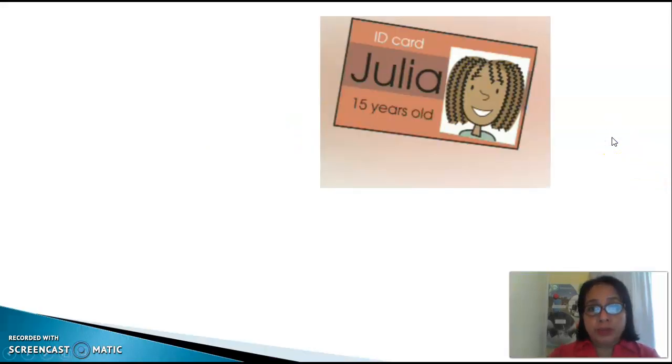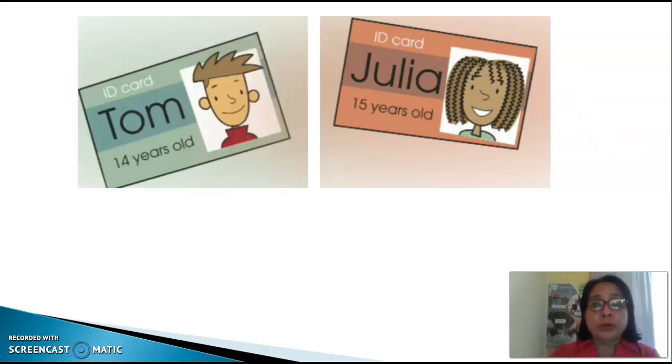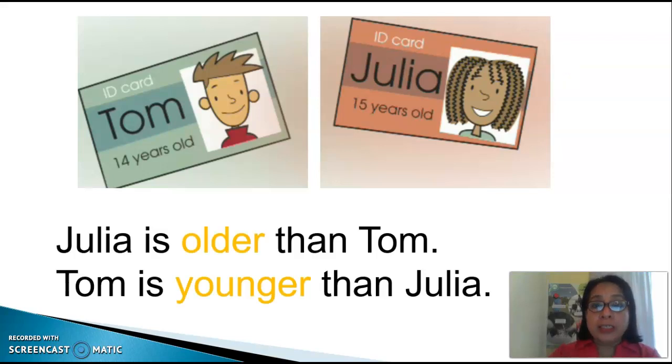Julia is 15 years old. Tom is 14 years old. Julia is older than Tom. Tom is younger than Julia. We are comparing them, okay? So, older is a comparative adjective and younger is a comparative adjective too, okay?